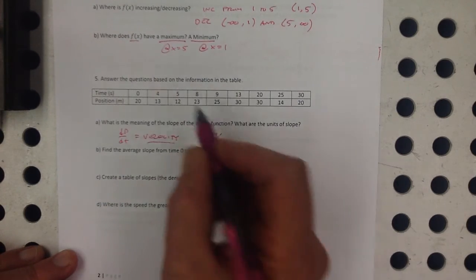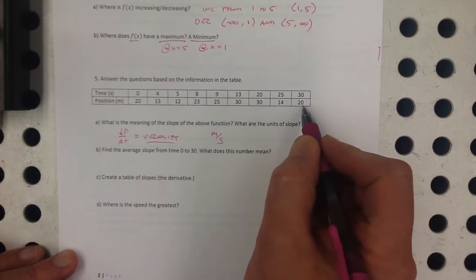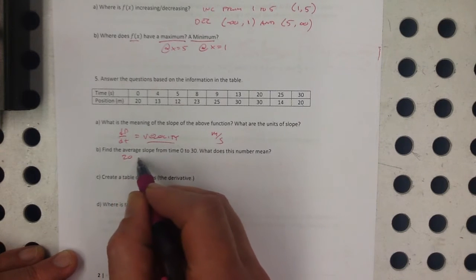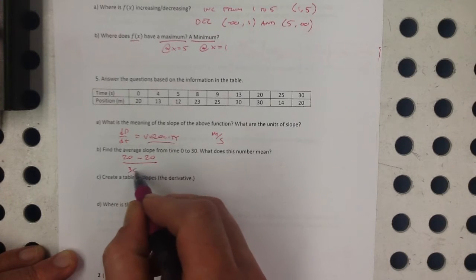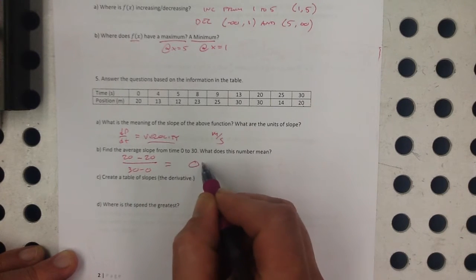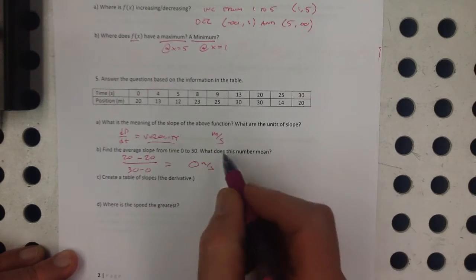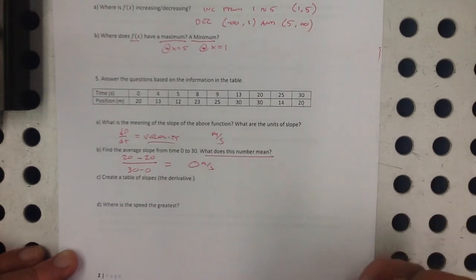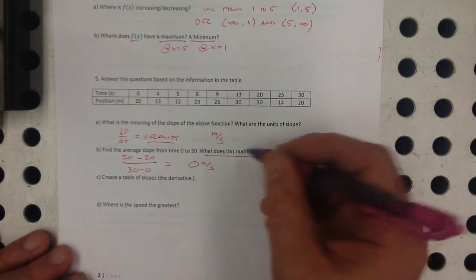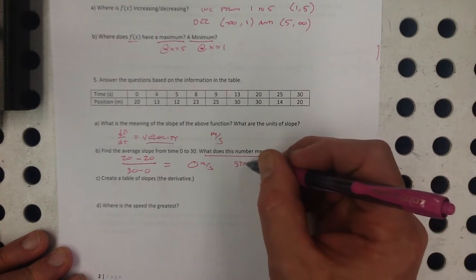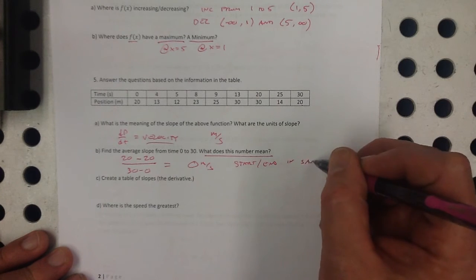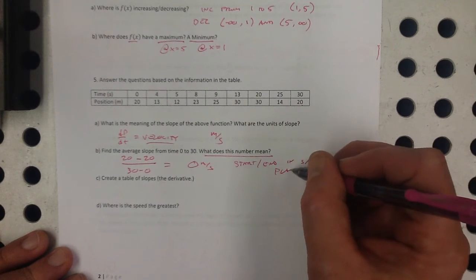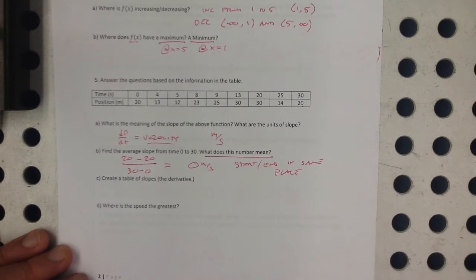Average slope from time 0 to 30. So let's see, average slope, I've got position 20, that's my final position, minus position 20, so it looks like it's going to be 0 over the 30-second interval, so it's 0 meters per second. What does this number mean? Well, it means the average velocity was 0 meters per second, but you could also say that it starts and ends in the same place. You can't have an average velocity of 0 in any other way than that.